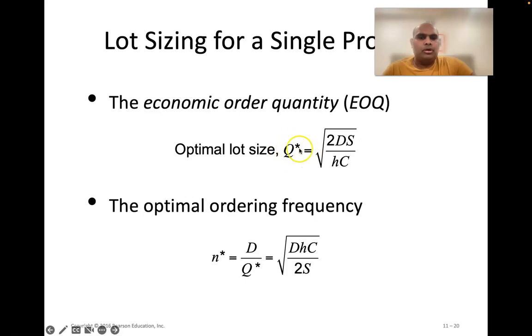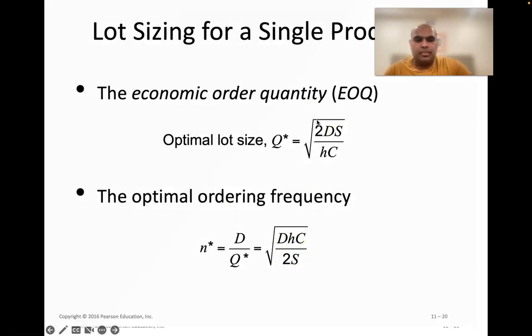So the optimal lot size is the square root of 2 times D times S over H times C. With this, we can calculate the number of orders that you place in a year, which is D over Q, which is what we had, right? So annual demand divided by Q, and that will be the square root of D times H times C over 2 times S. So sometimes this will be just as important as that, right?